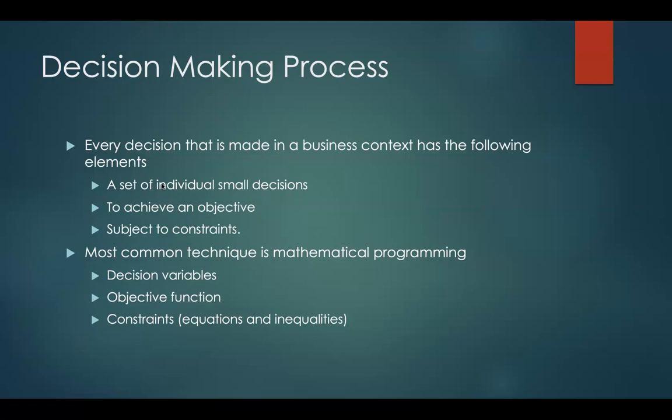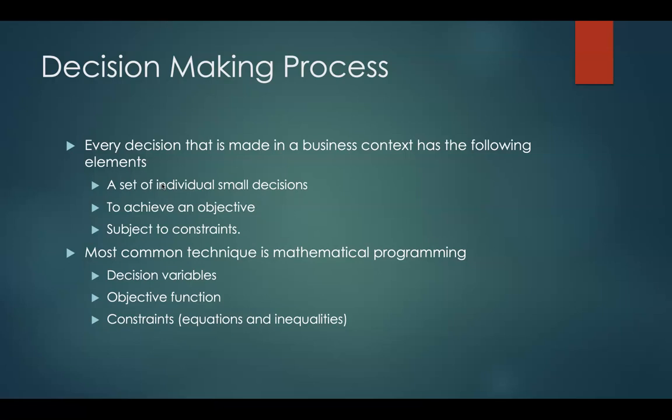And the idea of mathematical programming is to, like I said before, formalize this procedure and mathematically formulate it so that you can solve the problem as a math problem, get a solution to the math problem, and then interpret that solution in the context of whatever real life problem you're pursuing. So the set of individual smaller decisions in mathematical programming are represented as variables. We'll call them decision variables.